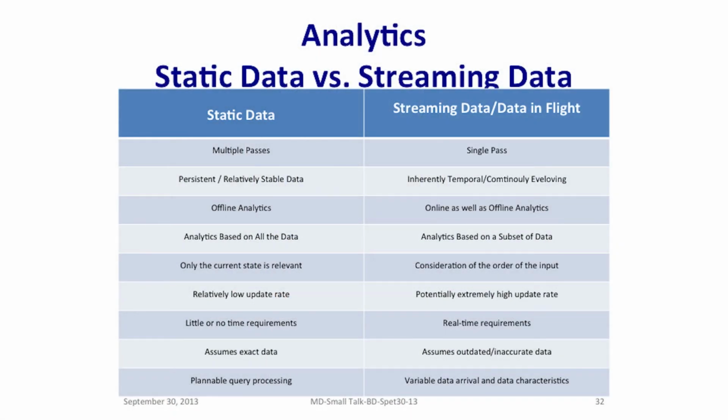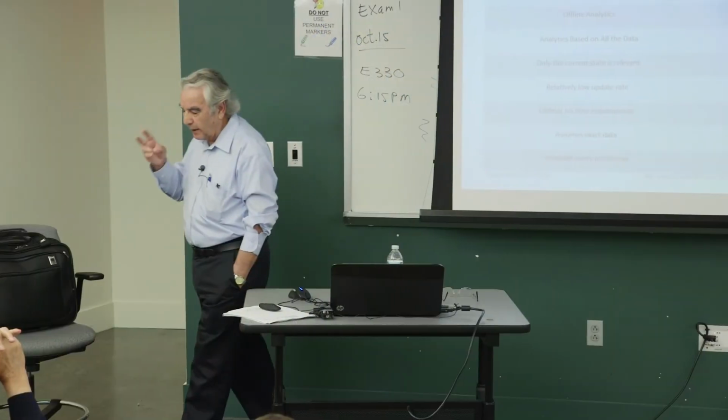With static data, the data is persistent and relatively stable; you don't update it all the time. Streaming data is inherently temporal and continuously evolving. Offline analytics, online as well as offline. Analytics based on all the data. Analytics based on a subset of the data. So the sampling and the inference and everything which was developed by mathematicians comes into the picture again. Okay, I'll come back to that. So, okay, only the current state is relevant.